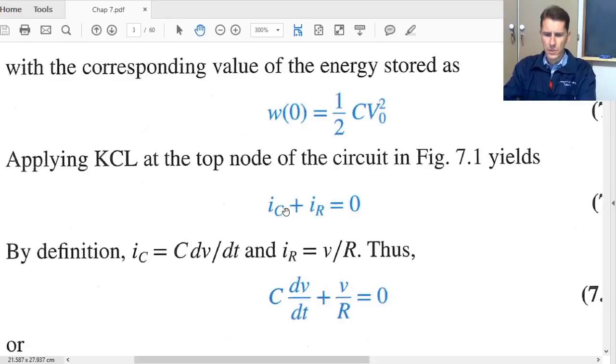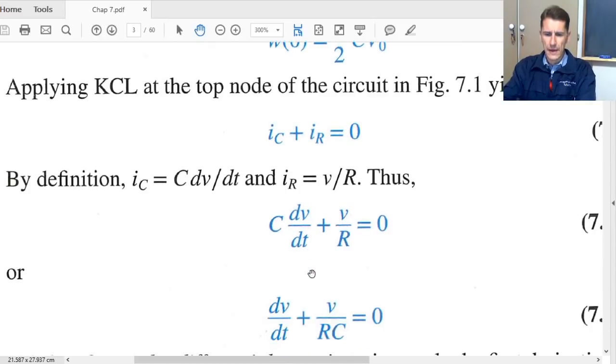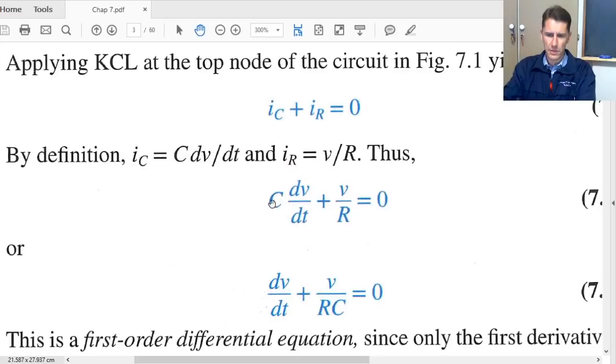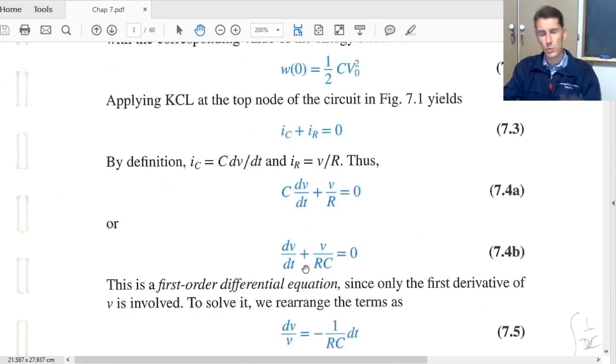So V over R, so we substitute, and now you can already see where that differential equation is going to come from. So they just simplify the C that goes underneath, divide by C, and now we've got our first order differential equation, dV/dt plus V over RC equals 0. Now we need to solve this differential equation. We want a function for the voltage.